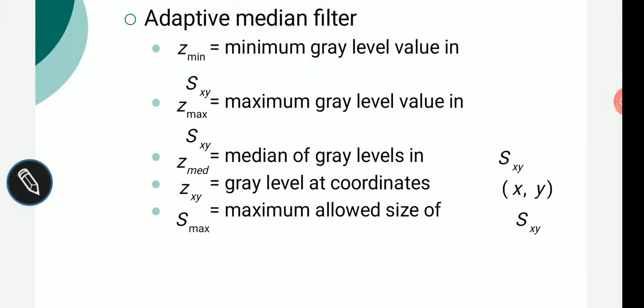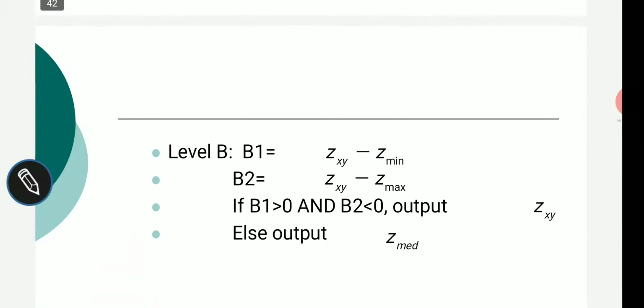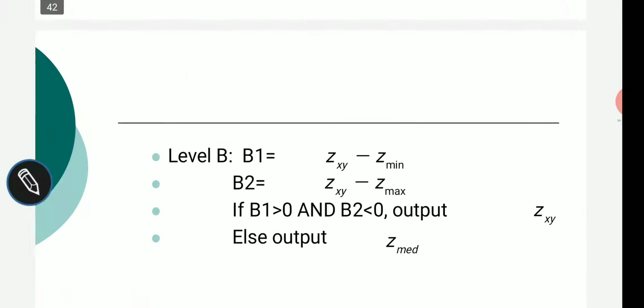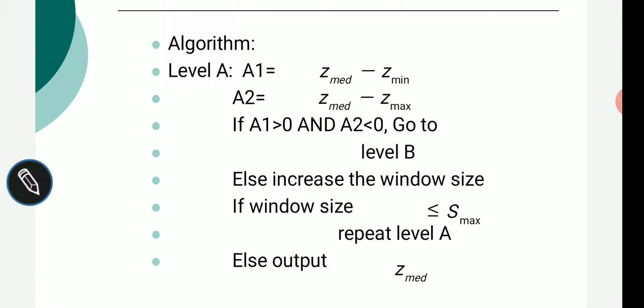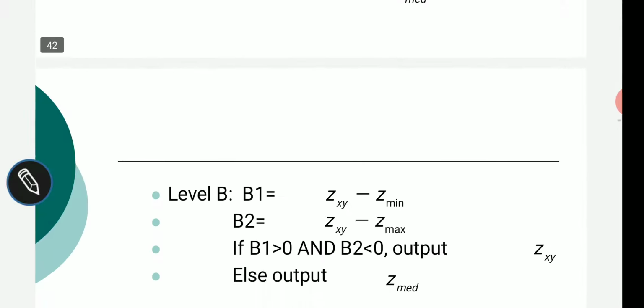Now let us see how the adaptive median filter works. It works in two stages, stage A or level A, and level B. In level A, A1 is Z med minus Z min, and A2 is Z med minus Z max. If A1 is greater than 0 and A2 is less than 0, then we go to the second level, or else we increase the window size. We check if the window size is less than S max, and then repeat level A. Else the output is Z med, whatever the median is, the same value we take.